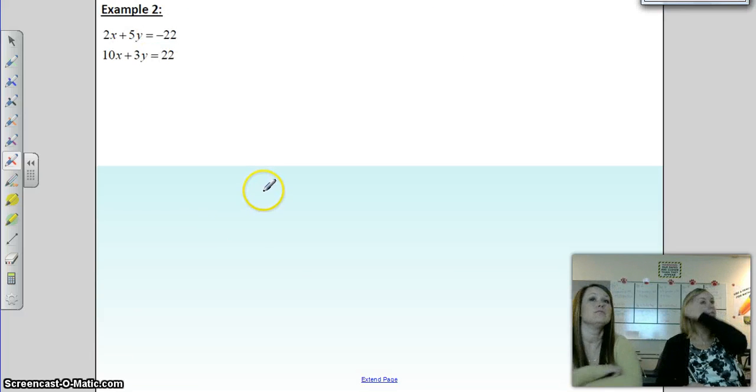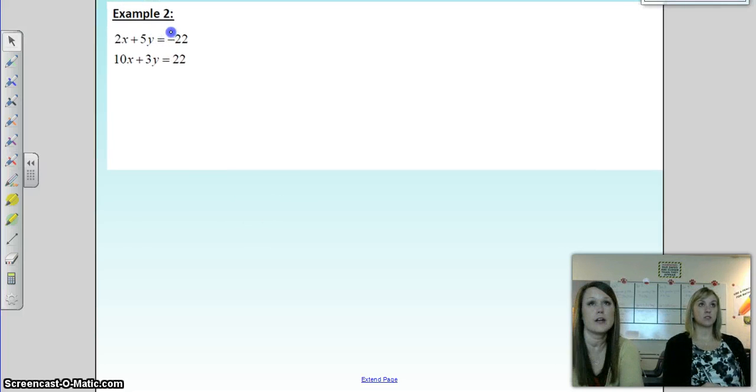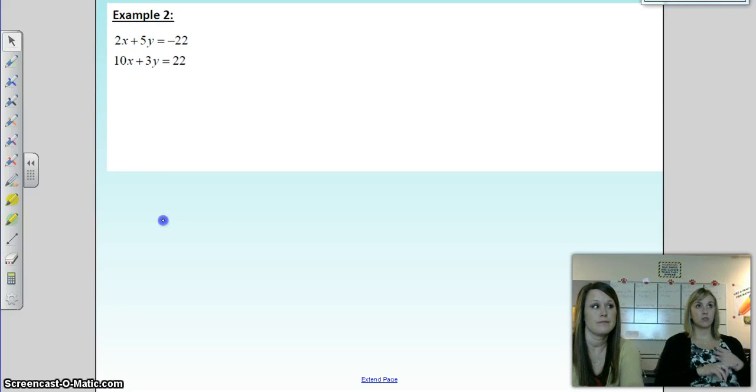All right. So, wow, this one, I don't see any coefficients on the variables that are the same. 2, 10, nope. So can we get them to be the same?